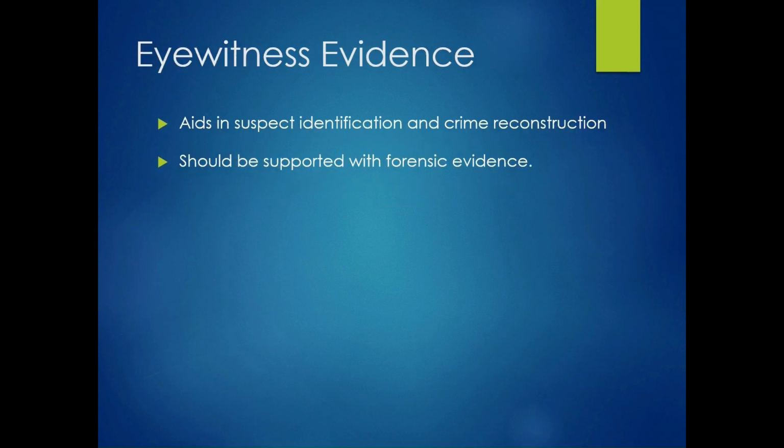Next, we have eyewitness evidence. Eyewitness evidence forms a bridge between what was seen by a person and what can be legally proven. This helps to identify suspects and reconstruct the sequence of events, and it also helps to corroborate the forensic or circumstantial evidence. However, eyewitness evidence should never stand alone. It must always be supported by physical, digital or forensic evidence to prevent wrongful convictions.